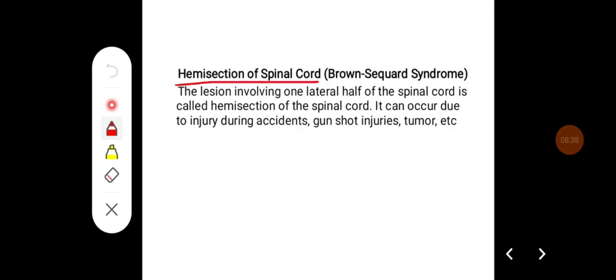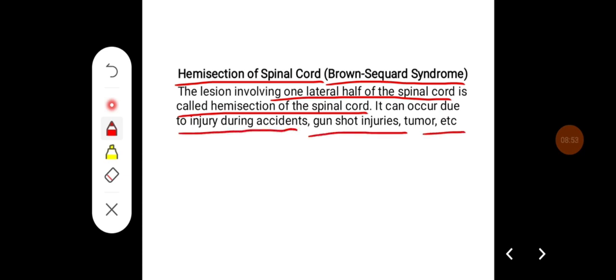Coming to hemi-section of the spinal cord, which is also called Brown-Sequard syndrome. The lesion involving one lateral half of the spinal cord is called hemi-section of the spinal cord. It can occur due to injury during accidents, gunshot injuries, tumors, etc.